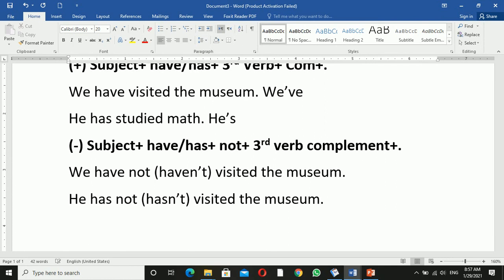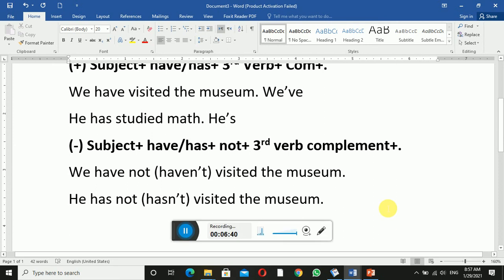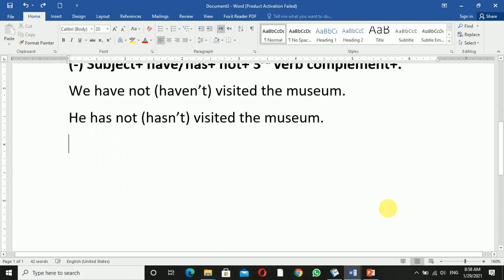You see this? Now, the negative structure of present perfect tense. Okay, that's the present negative structure. Good. Now after this we have the positive interrogative. What do we have? Positive interrogative, and there should be a question mark.